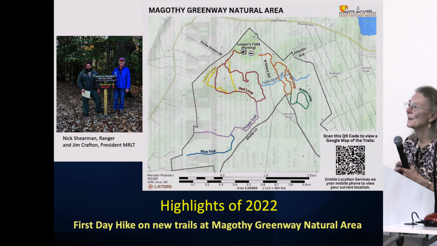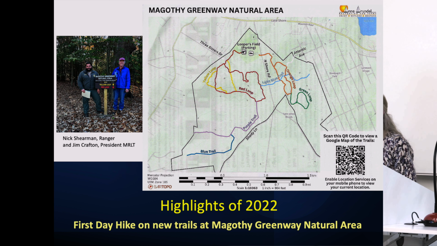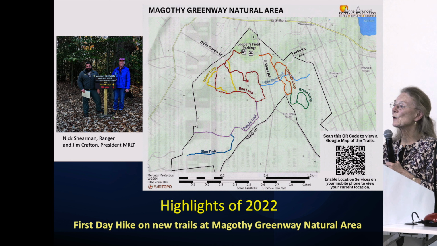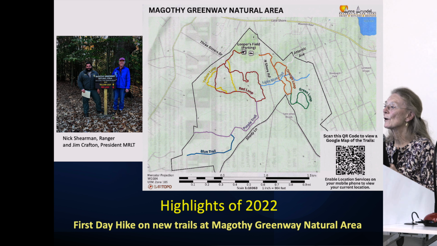Okay, just a few other points, highlights of the year. I wanted to just mention the Magothy Greenway Natural Area. This is up in Pasadena. That huge area, 380 acres, is in a conservation easement with the Magothy River Land Trust. In the past, we have had only a couple of trails. We've had the yellow and the red trail that have been marked out for many years. So this is Looper's Field right here when you drive by it. This is Lakeshore Road here, and this is North Shore Road. So that's where we are here.